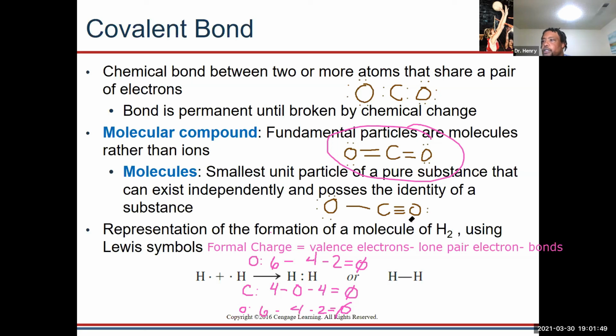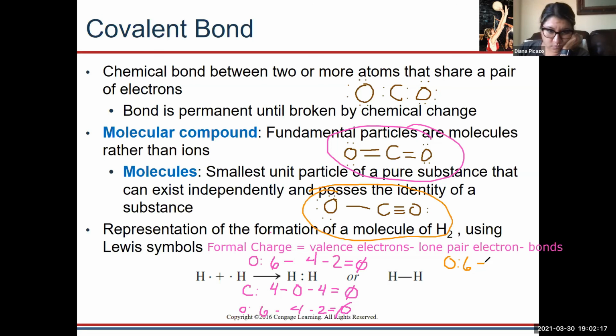Okay, so let's do this one right here in orange. That first oxygen: how many valence electrons? 6. How many lone pair electrons? 6. And how many bonds? 1. We add that together, we get a -1.